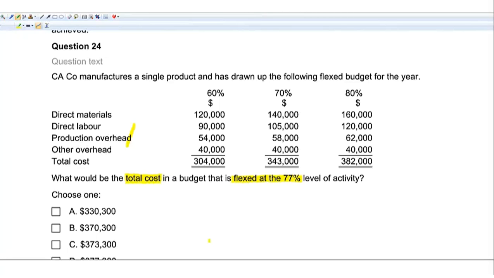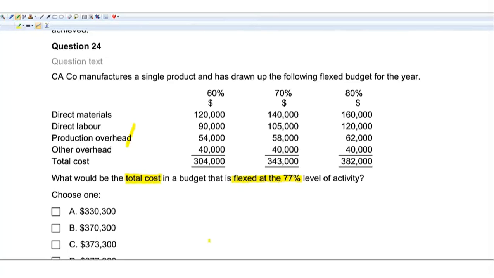Let's look at the information we're given in the question. CA Co manufactures a single product and it has drawn up the following flex budgets for the year. We have the information for direct materials, direct labour, production overhead, other overhead and the total cost. And we're given that information at 3 different activity levels. Some of the costs will be variable costs and some of them will be fixed costs.